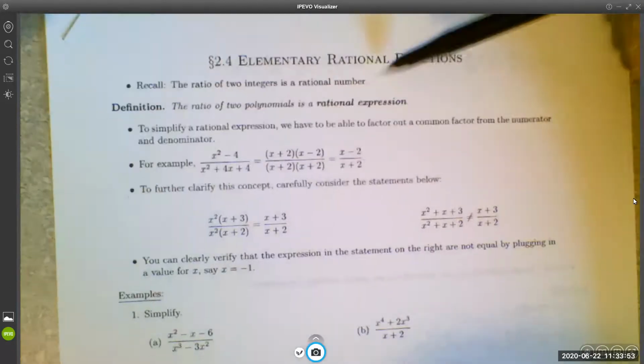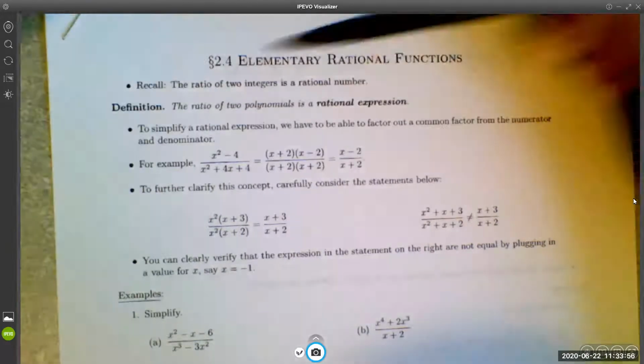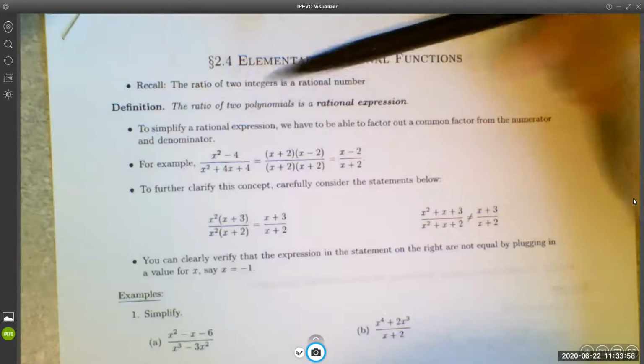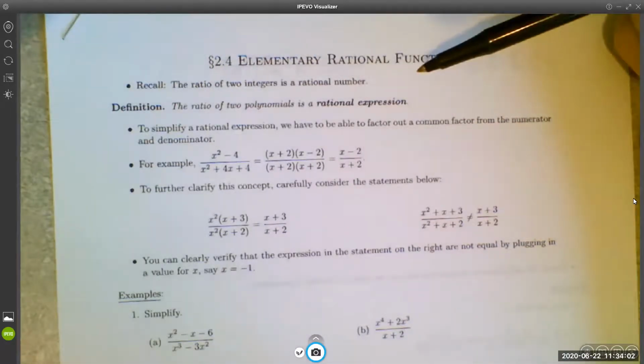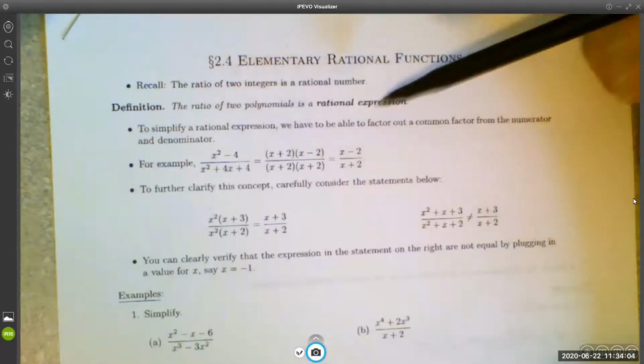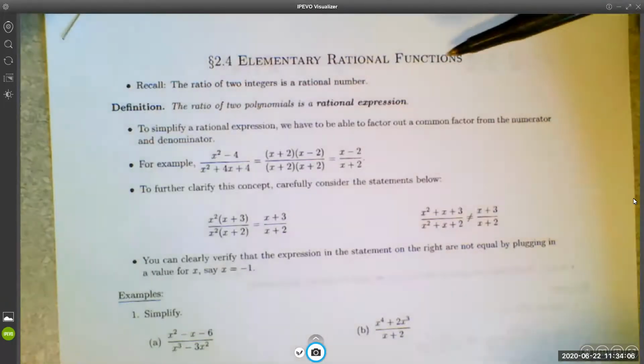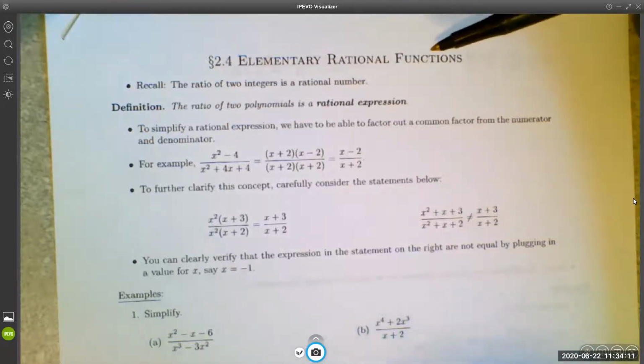And that word rational, you've seen before, right? So you may recall that the ratio of two integers is a rational number, right? In other words, fractions. Well, the ratio of two polynomials is a rational expression. So we're dealing with kind of fractions that involve x in them.